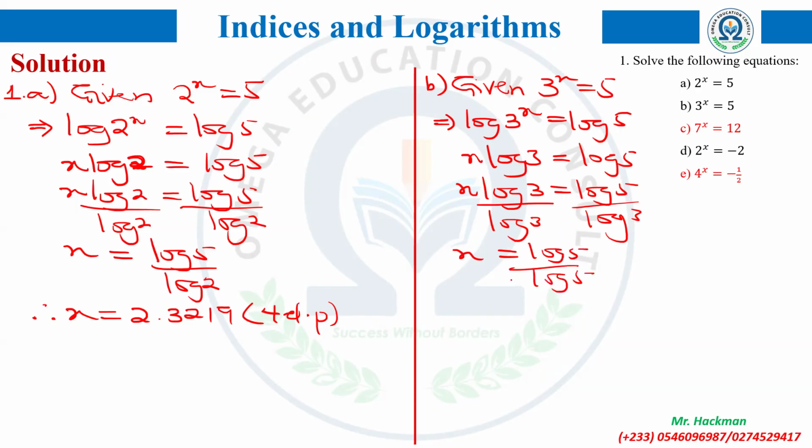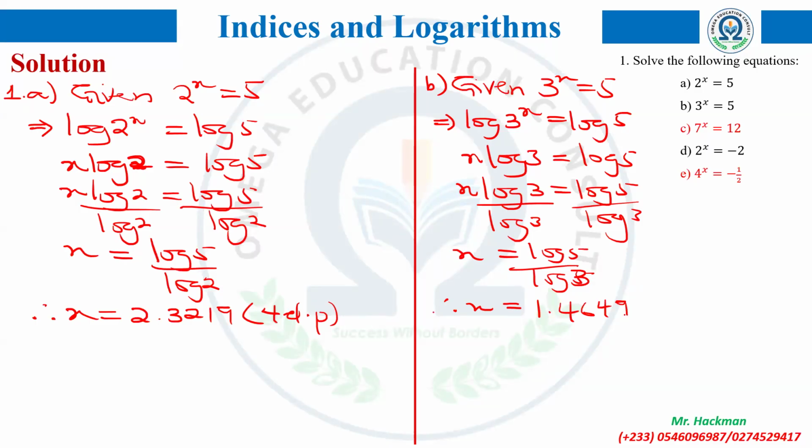I should have skipped this and approximated straight away. So now, therefore, my x will be equal to, give me the approximation, log 5 over log 3. I'm relying on you. 1.4649. I hope you consider the next digit to approximate this. Then it's 1.46 what?